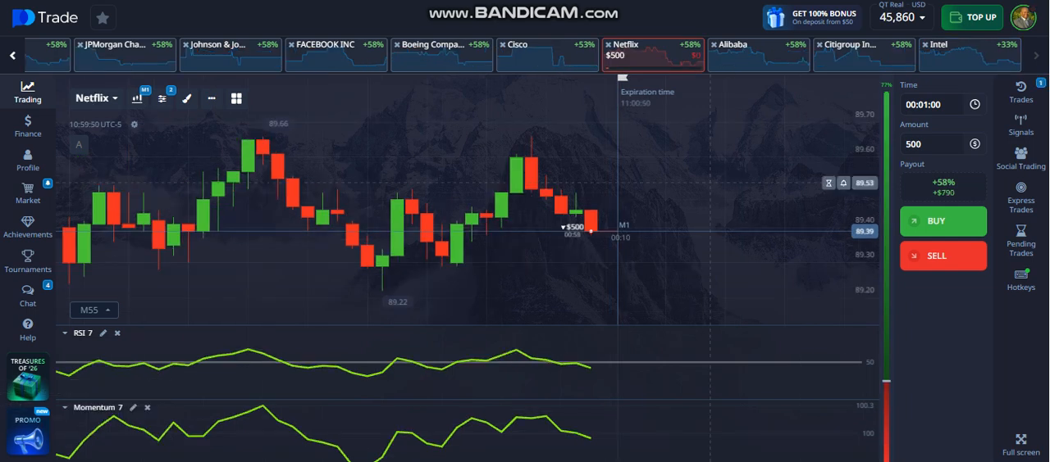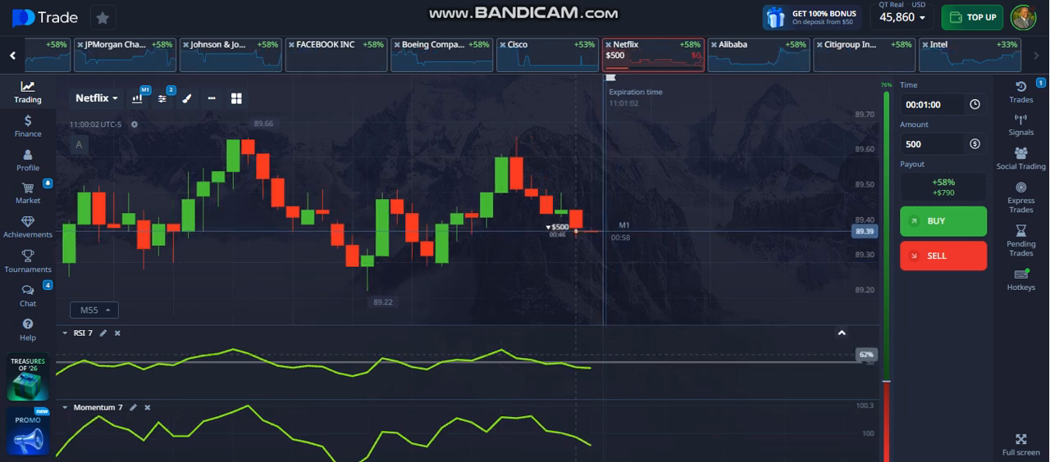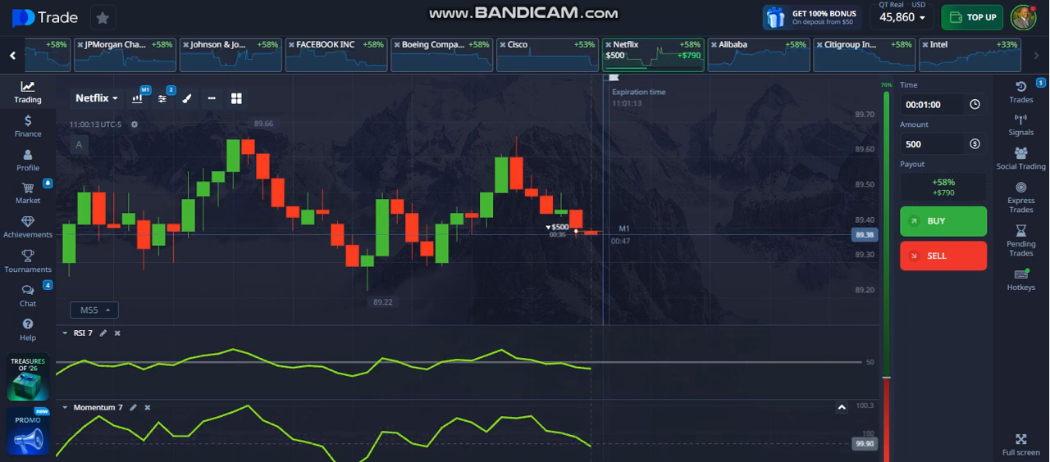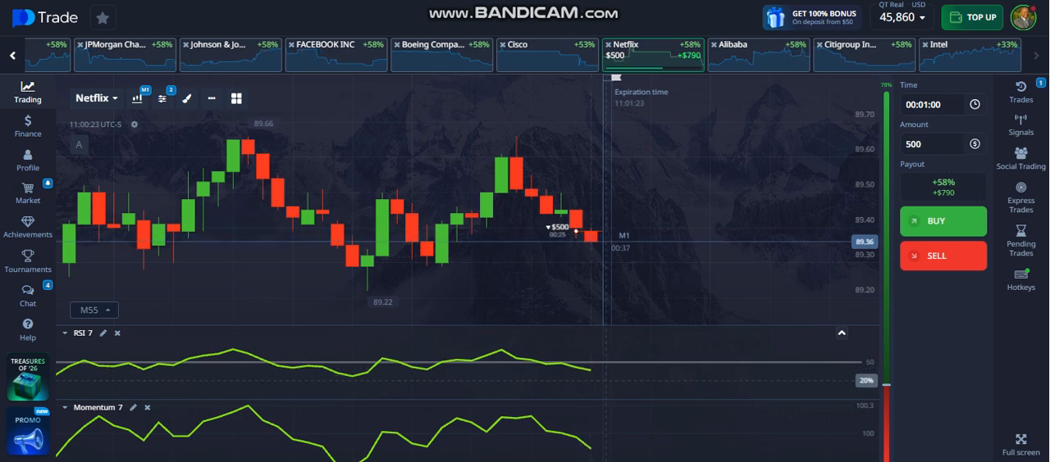Okay, so I'm on Netflix here, and I just took a sell trade, a 60-second sell trade. And the reason why I took the trade here is the RSI line just crossed below the 50 line here, which is the first trigger. Secondly, the momentum indicator is showing a downward sloping direction. So we have a confluence in the two signals here, with the trigger being the RSI line crossing below the 50 line here. So let's monitor this trade and wait for the expiration.